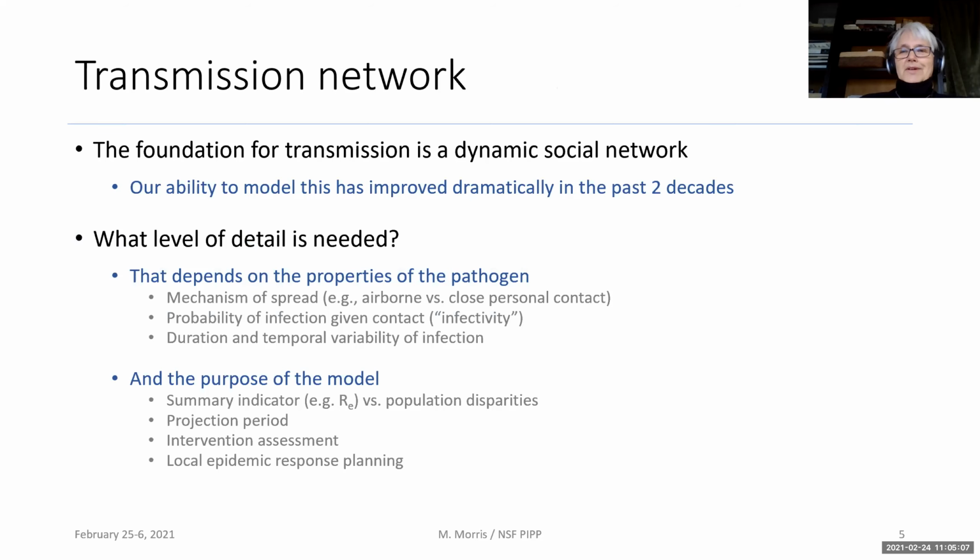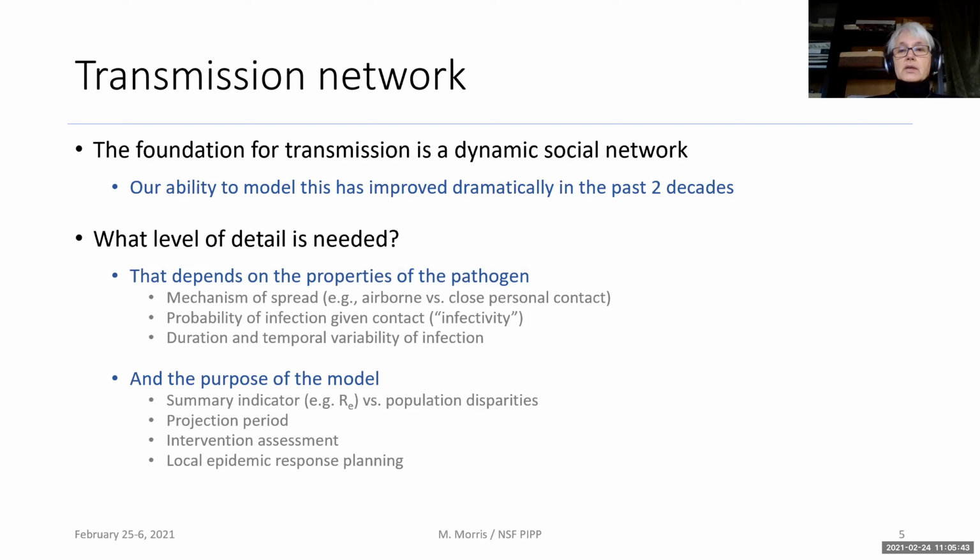The transmission network, obviously in an epidemic, is foundational. It is the way in which a pathogen moves from one host to another. And it's really for the kinds of things that we're interested in here, I think in this workshop, a dynamic social network. Our ability to model this has really improved dramatically over the past couple of decades. And you might be asking yourself, what level of detail do I actually need to represent a transmission network? And the answer to that really depends on the properties of the pathogen and the purpose of the model.